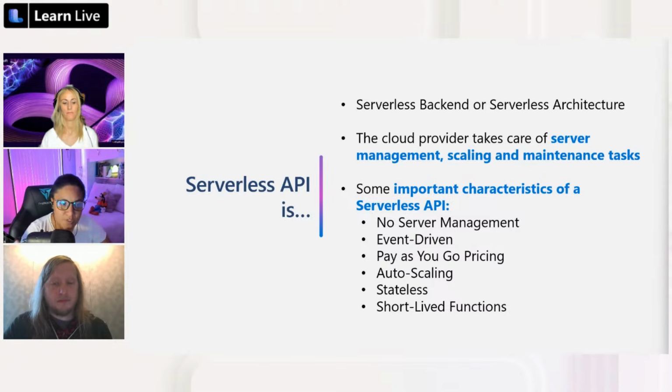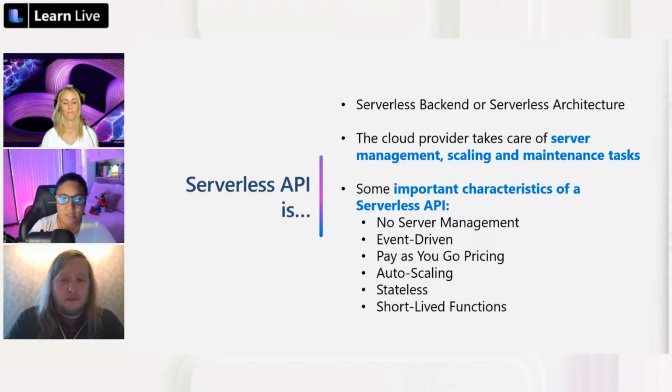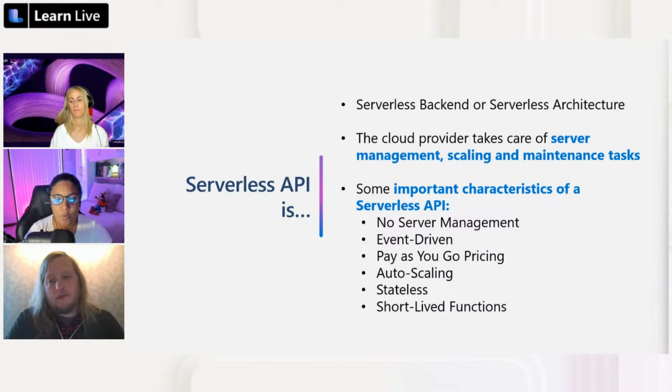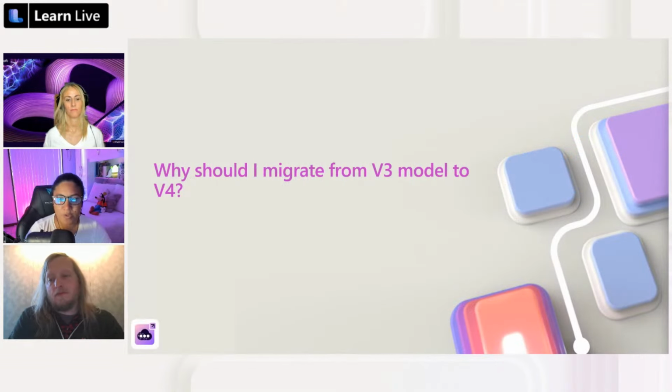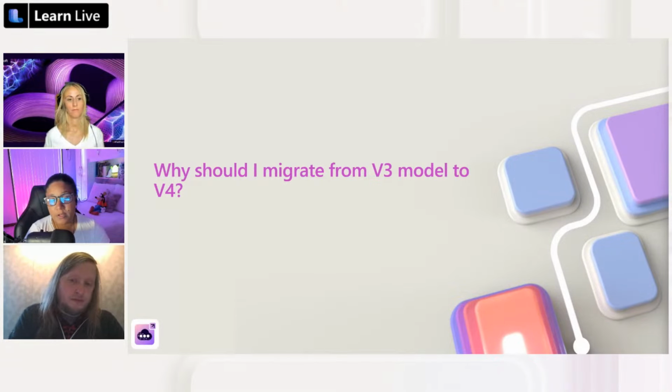So I'm summarizing everything that I talked about regarding what a serverless API is. They are well suited for a wide range of applications, including microservices, real-time data processing, web and mobile backends, and more, thanks to their flexibility, scalability, and cost effectiveness. So now that we've understood what a serverless API is, let's explore why we should migrate from v3 to v4 of the Node.js programming model.